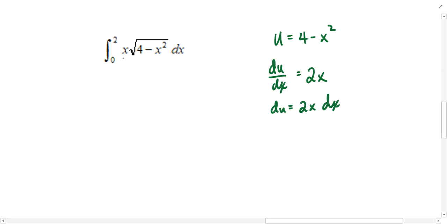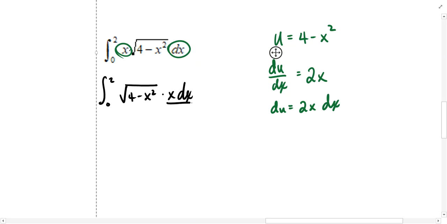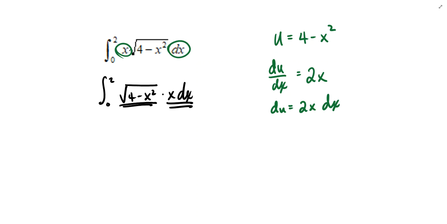Now, one of the problems that we have here is that I don't have a 2x dx, I just have a single x dx. And to help see that a little bit more clearly, we could, if we wanted to, rearrange some things. We've got the square root of 4 minus x squared times x dx. So we have an x dx, and we have a square root of 4 minus x squared. So if I again divide both sides by 2 or multiply by a half, I'm going to state that 1/2 of du is equivalent or the same as x dx.